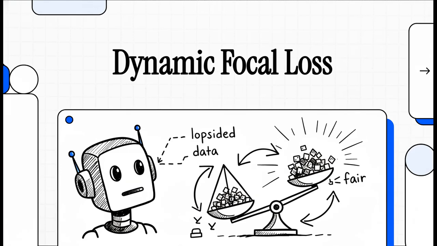Let's talk about one of the biggest, thorniest problems in AI right now, hidden bias. Today, we're digging into a really cool new technique called dynamic focal loss. It's all about teaching AI how to learn more fairly, especially when the data it's learning from is seriously lopsided.